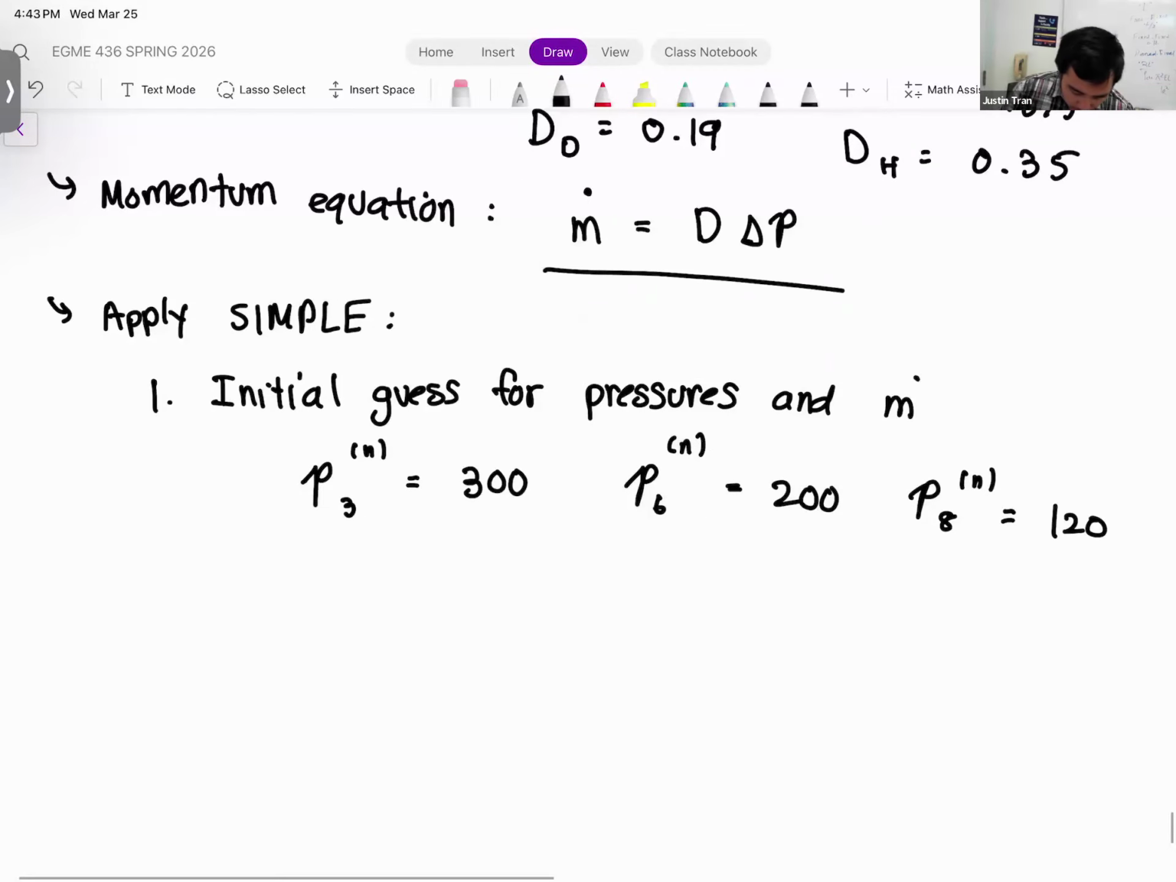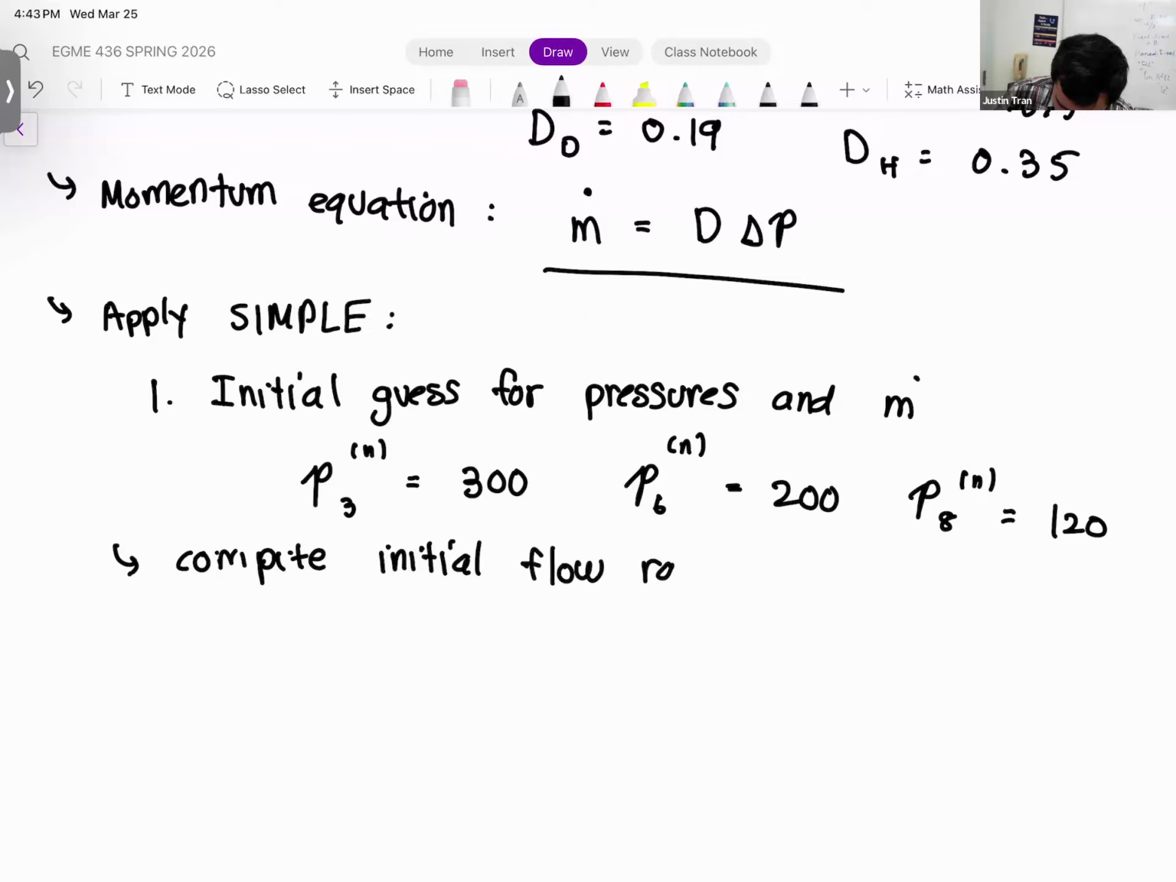Now that we have our initial guesses for pressure, let's go ahead and compute our initial flow rates. Which I guess technically is step 2 of the algorithm. Well, for our case, since we're doing a simplified case, this is technically steps 2 and 3, right? Because we're not computing velocities, we're just jumping straight to the mass flow rates. All right, so we compute our mass flow rates. So let's do each one.